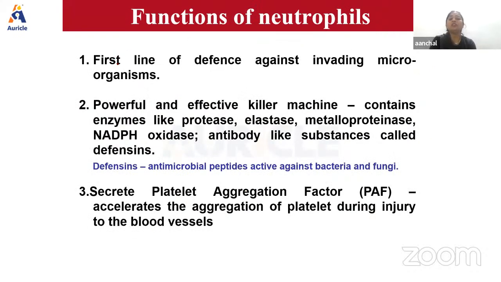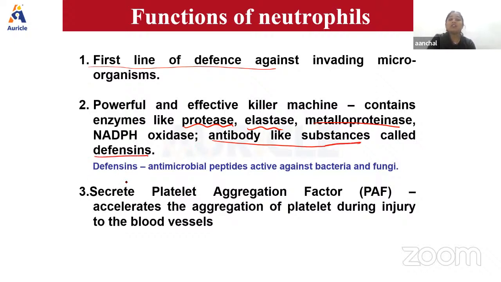And then the function of the neutrophil. It is the first line of defense against invading microorganisms, right? First line of defense means it is going to act first. It is a powerful, effective killer machine which contains enzymes like protease, elastase, metalloproteinase, NADPH oxidase, and antibody-like substances called defensins.